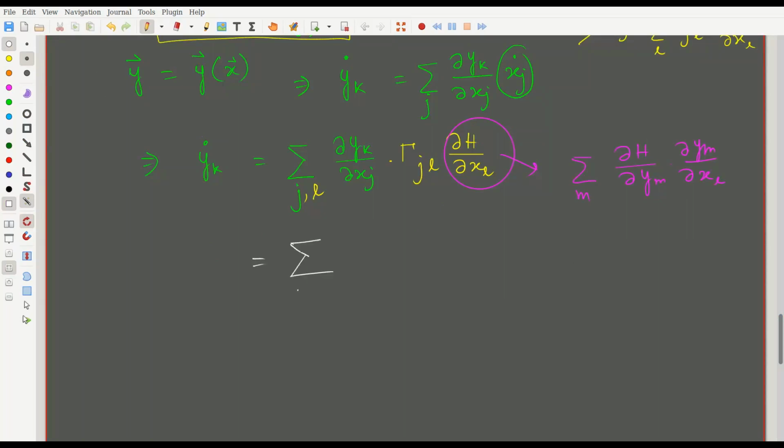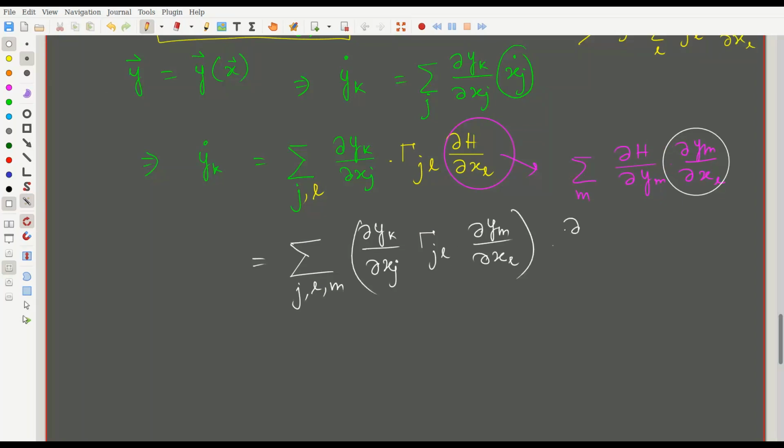So summation over jlm, this is del yk del xj times gamma jl. I will write this term first. So this is del ym del xl, and at the end del h del ym.